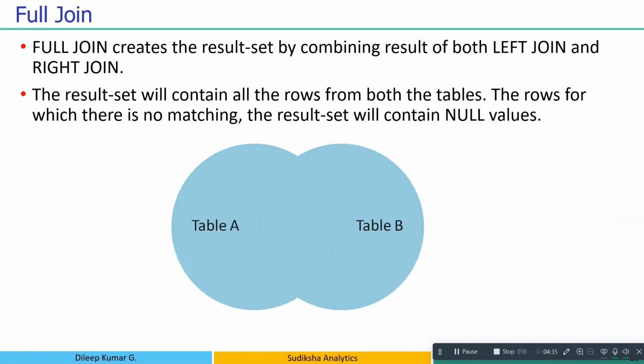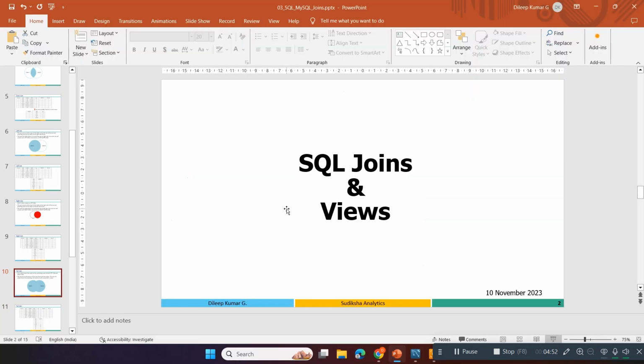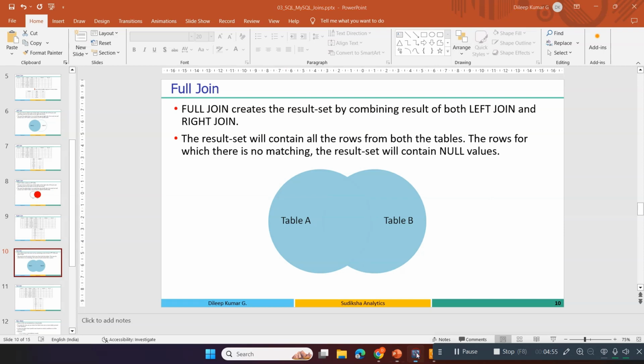Next, full join. Full join means getting rows from both the tables. You might even have more than 2 tables. In that case, getting all rows from all the tables. So this is full join. So let us see how to implement these. Let us see how to implement joins.